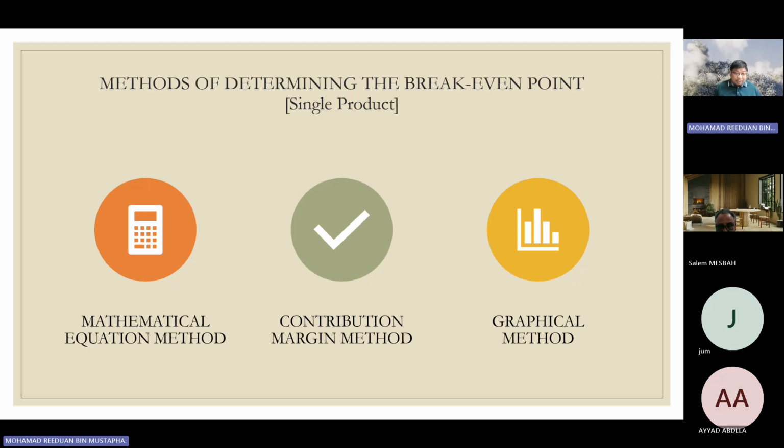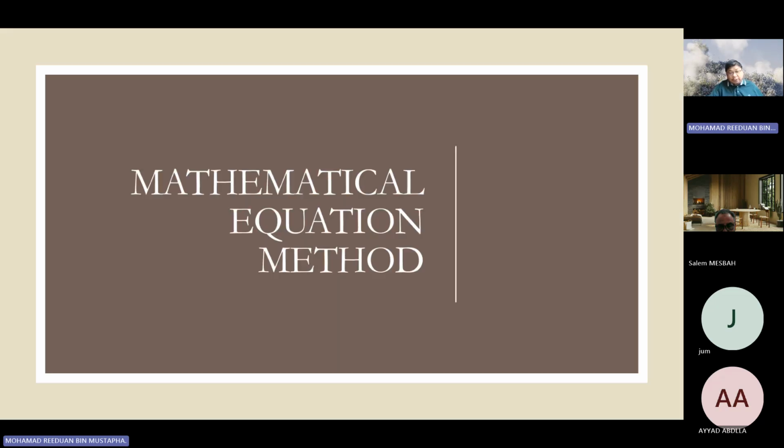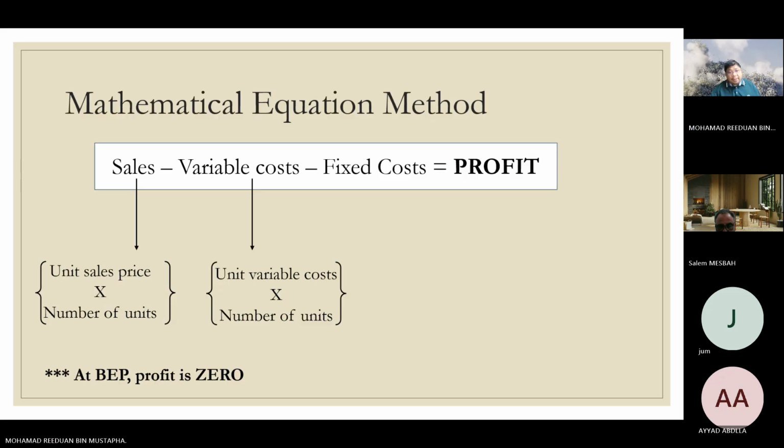So the first method we call the mathematical equation method. The second is the contribution margin method, and then the graphical method. So let's understand the mathematical equation method. In the mathematical equation method, you just memorize the formula. You know that sales minus the variable cost minus the fixed cost equals profit. This is clear cut.